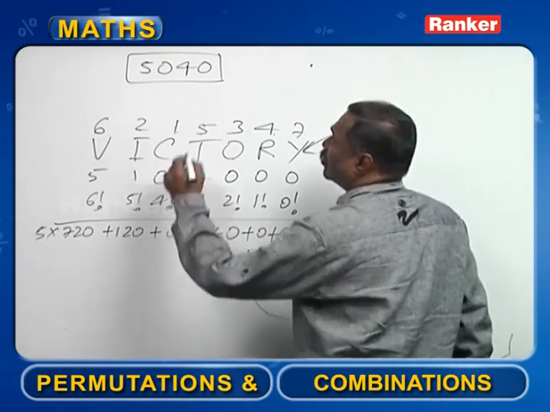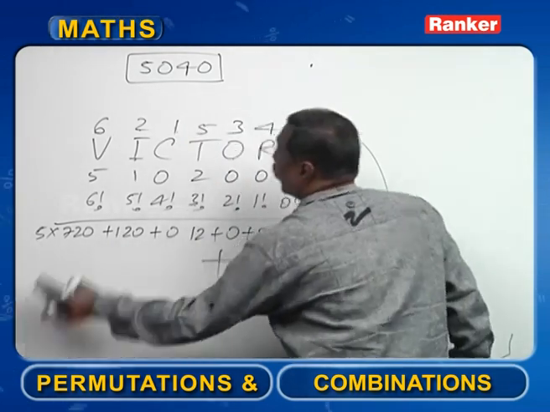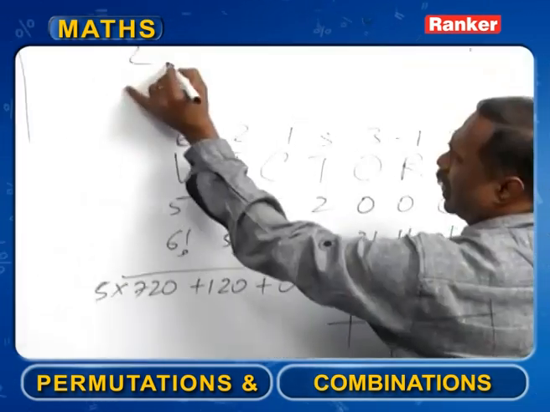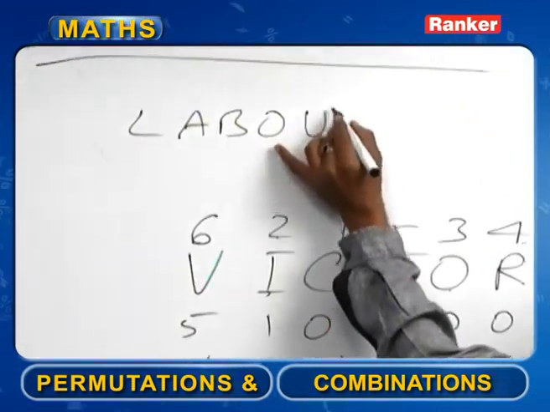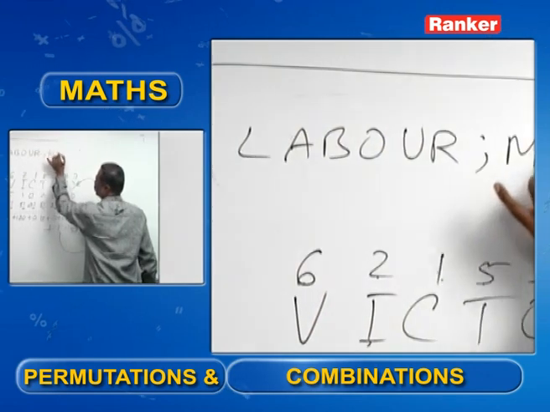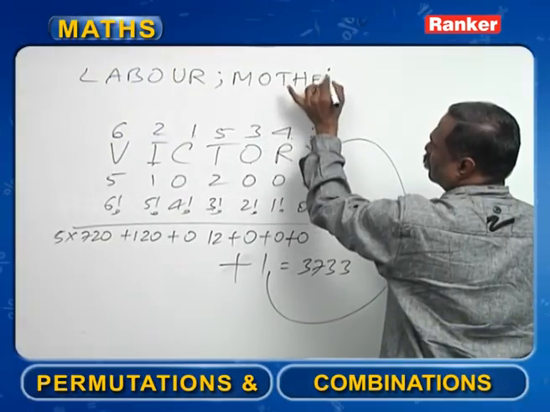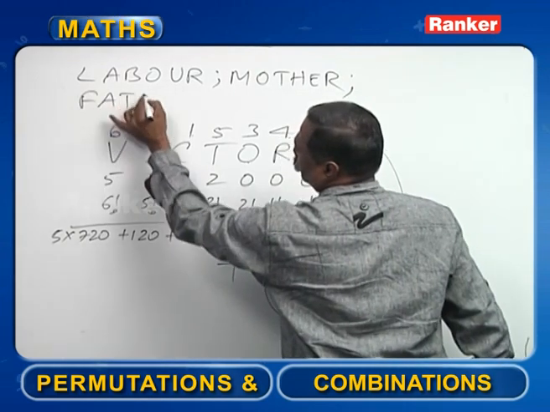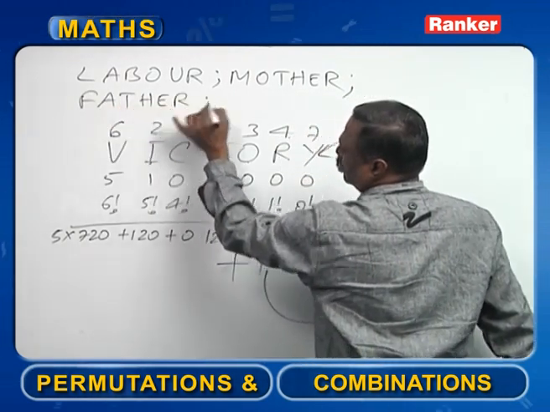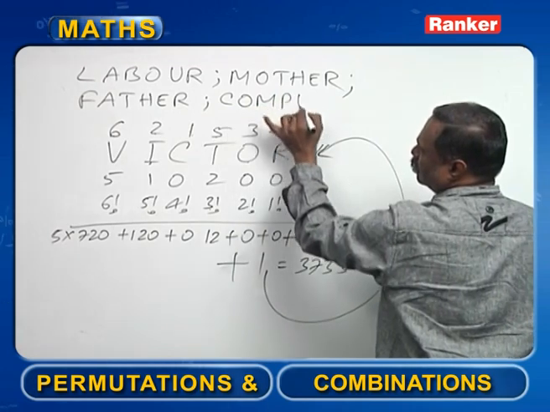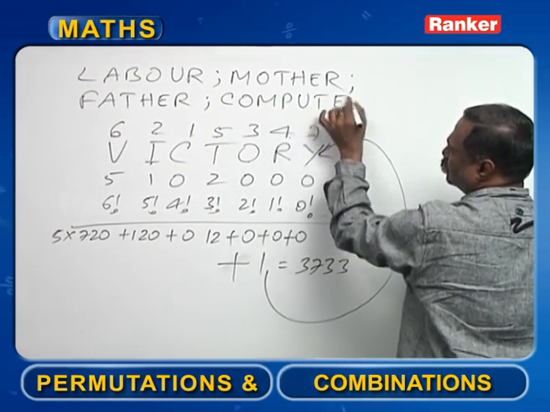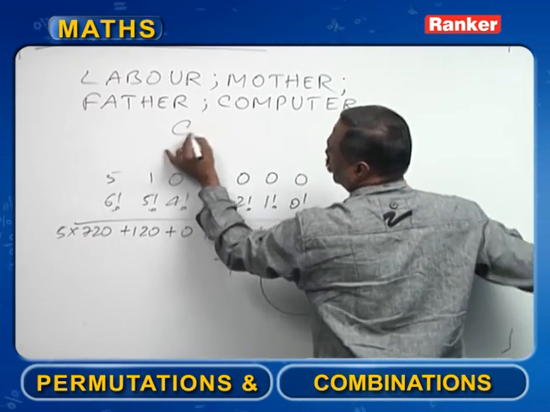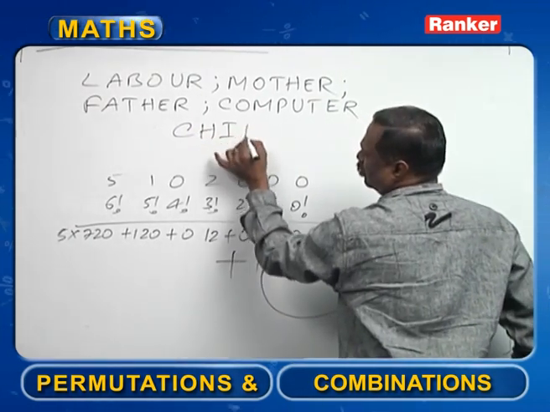So for your homework, you just take this down and find out the rank for practice: LABOUR, MOTHER, FATHER, COMPUTER, and a very interesting one, CHIRU.